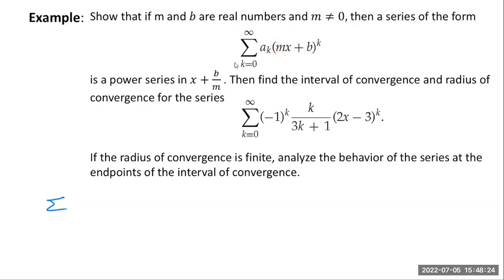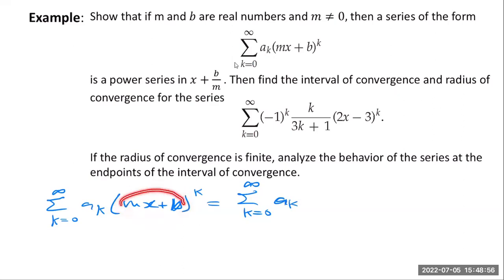So this series, I can rewrite in a different way without changing the series. Let me first write the series, sigma k goes from 0 to infinity of a_k times (mx plus b) to the power k. Now, I am going to pull out an m from this expression. If I pull out an m from this expression, it becomes m times (x plus b over m).